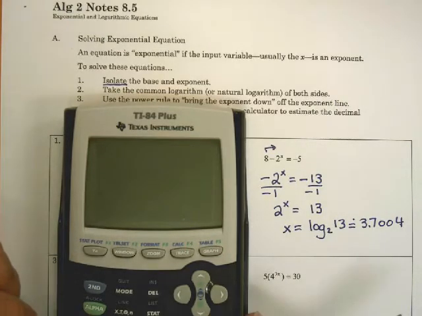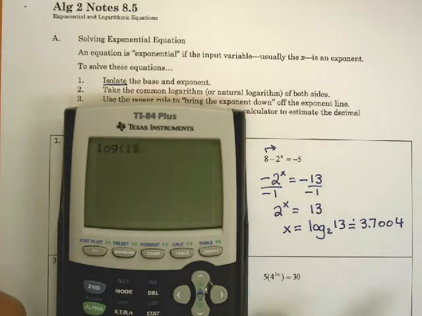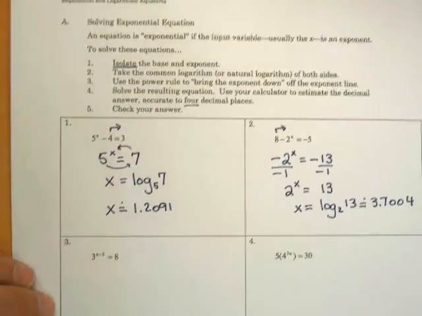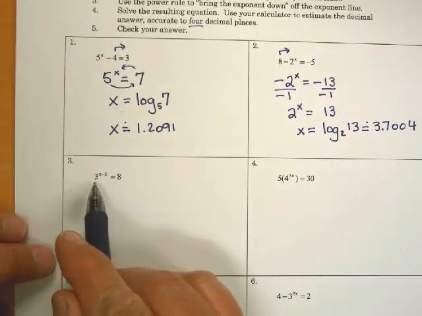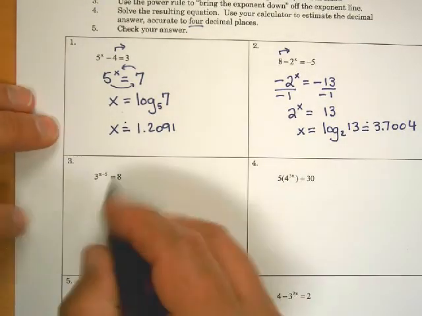You would simply say common log of the big number 13 divided by the common log of the old base. We're using base 10, that's the old base, base 2, and you get the same answer. All right, next one here, we have to isolate the exponential part, and that's already done for us, so we're ready to move on here.